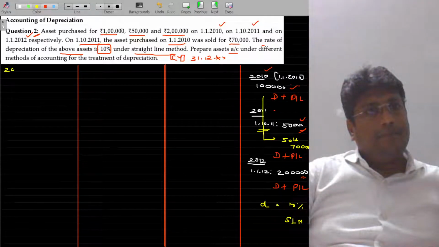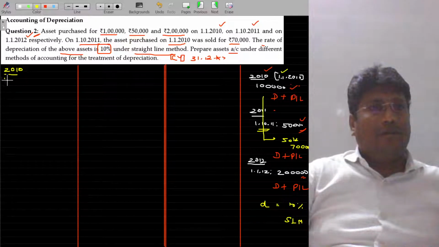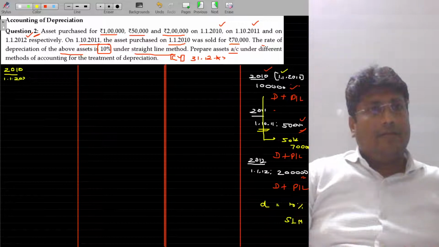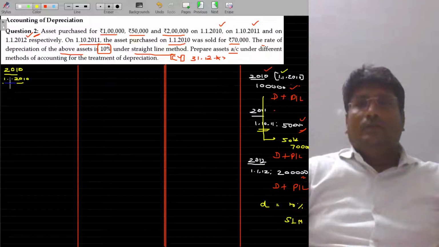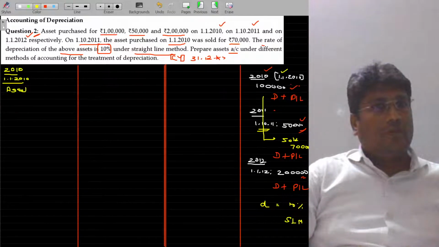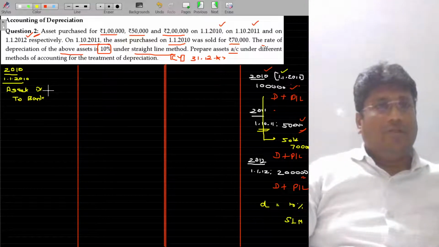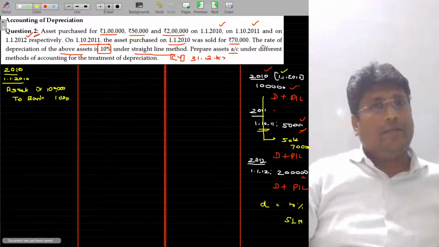In 2010, on this day 1120, the purchase happens, 2010, not 2020, 2010. The journal entry for purchasing the asset being asset account debit to bank. Don't get confused with the terms I use here. Either it may be bank or cash, interchangeably it can be used. So the value being 1 lakh on the debit side as well as 1 lakh on the credit side.